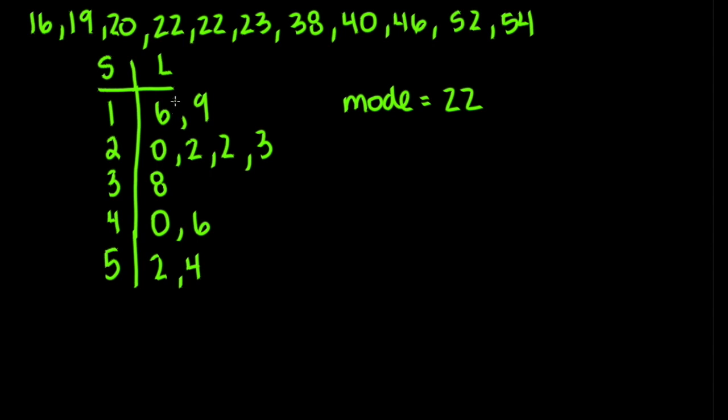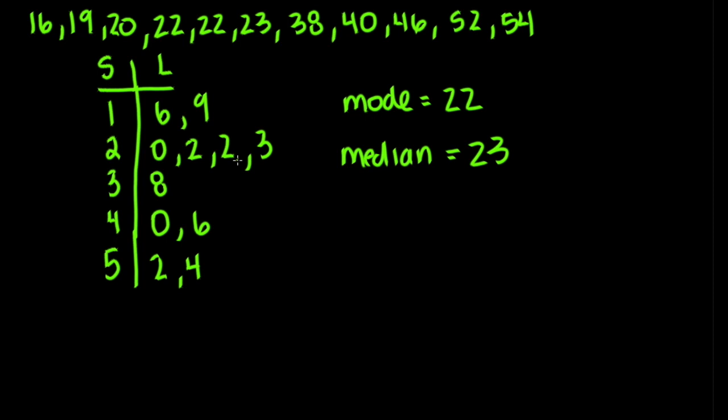I'm going to count from the top. 1, 2, 3, 4, 5, 6. Our middle number is 23. So our median equals 23. Lastly, we are going to find our mean.